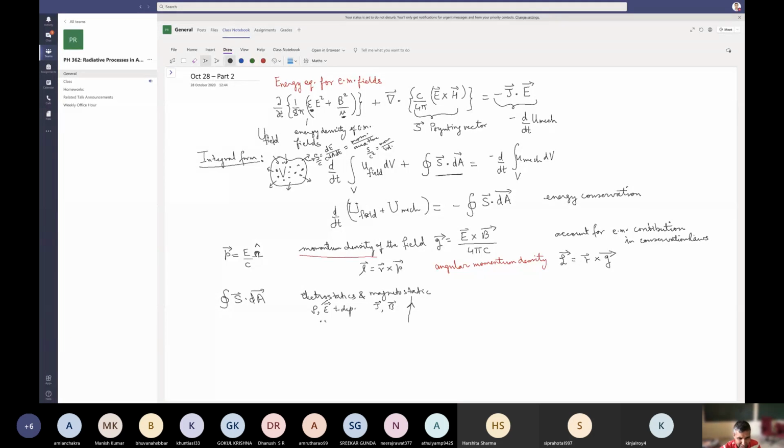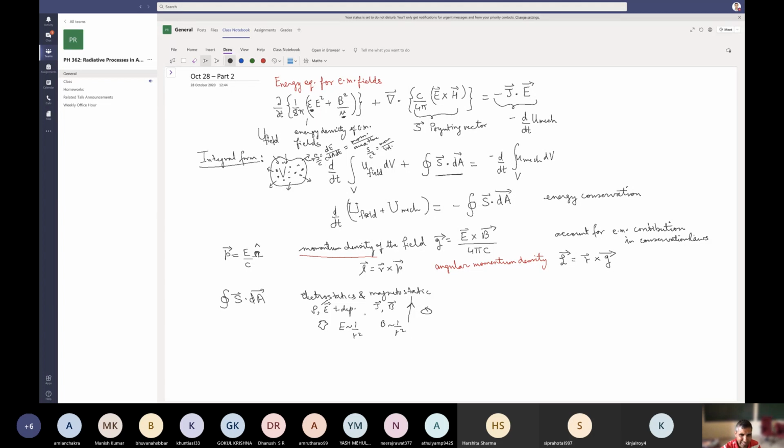We know that in electrostatics, if charge is all confined within some volume, then the electric field at large radii goes like 1 over r squared in magnitude. This is the monopole contribution, and then there's the dipole and so on. The electric field goes like this if your charge is all confined within a small volume. Similarly, the magnetic field goes like 1 over r squared if all your currents are confined within a small volume.